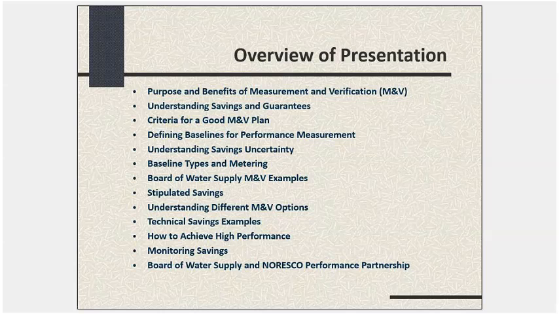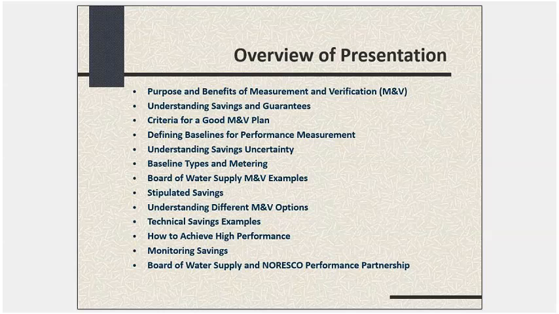for your specific project. And we'll touch on the whole issue of stipulated savings, where you have to use estimation for parameters, what's involved in that, when it's appropriate to use it, when it's maybe not as appropriate, and understanding the differences between M&B options and the factors that go into why people select one option versus a different option. We'll talk a little bit about some technical savings examples, and then we'll talk conceptually about what it takes to create high performance and high savings achievement over time, and what sort of data is used to monitor savings and track it.